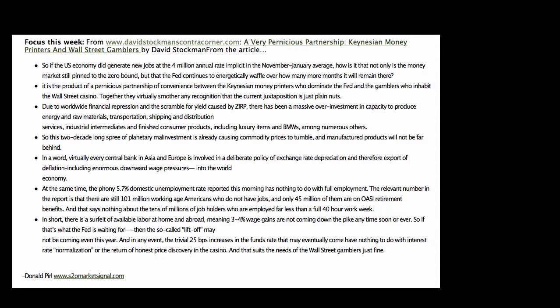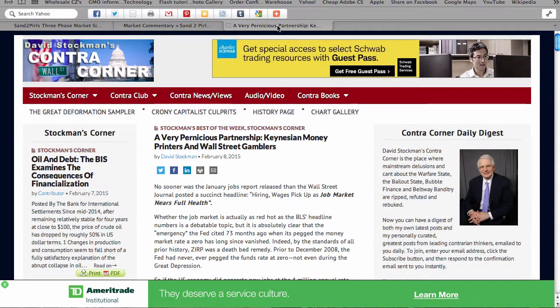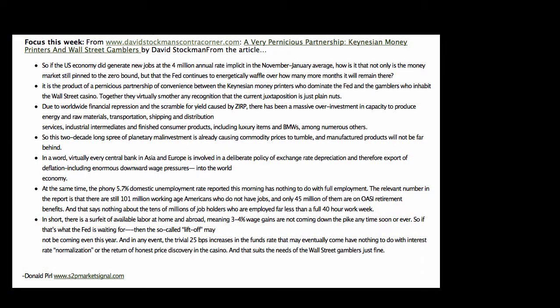Focus this week from www.davidstockmanscontracorner.com. A very pernicious partnership. Keynesian Money Printers and Wall Street Gamblers by David Stockman. And a few points from the article.